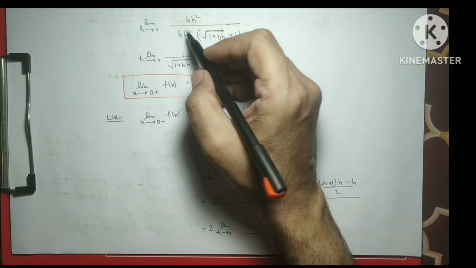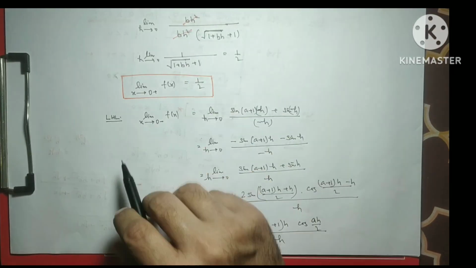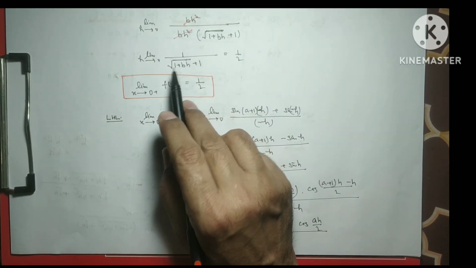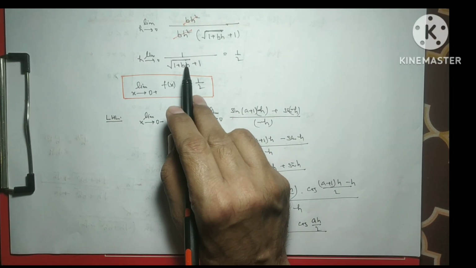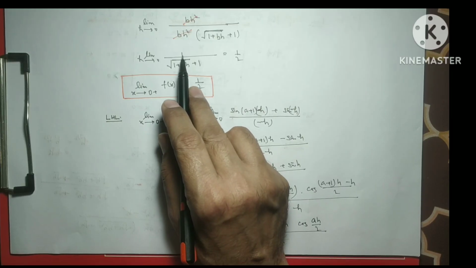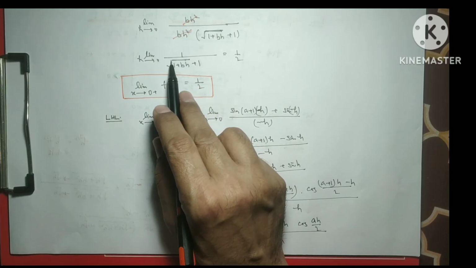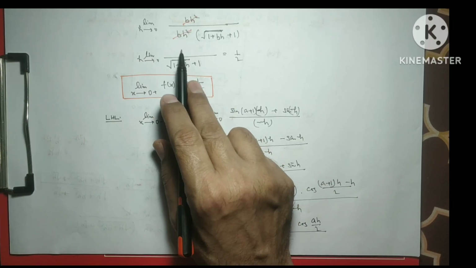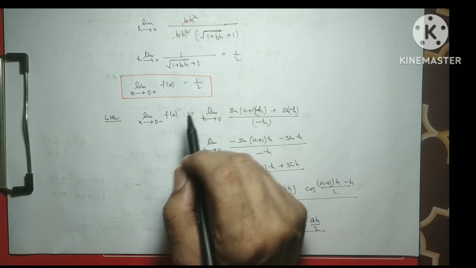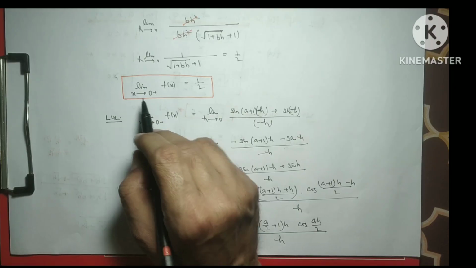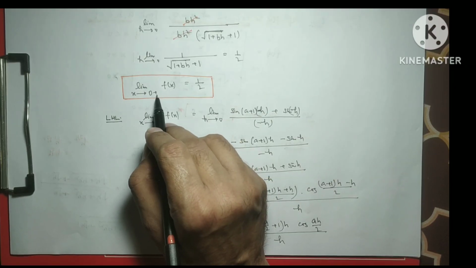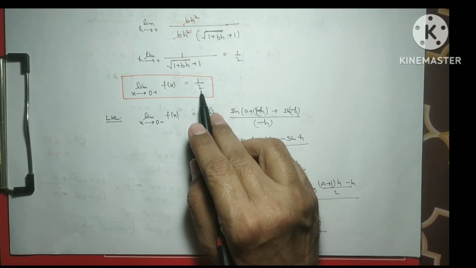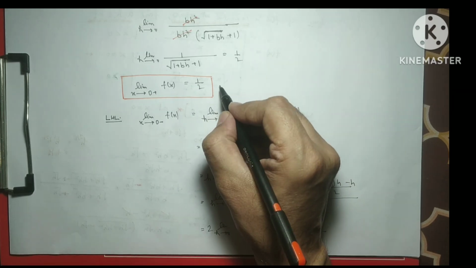Right now bh square and bh square cancel out, we have this, and on applying the limit, the bh part will be 0, so we have 1 over under root 1, that is again 1 plus 1, and 1 plus 1 is 2, so it is half. It means the right hand limit of the function at 0 plus is half. So this is the second value.